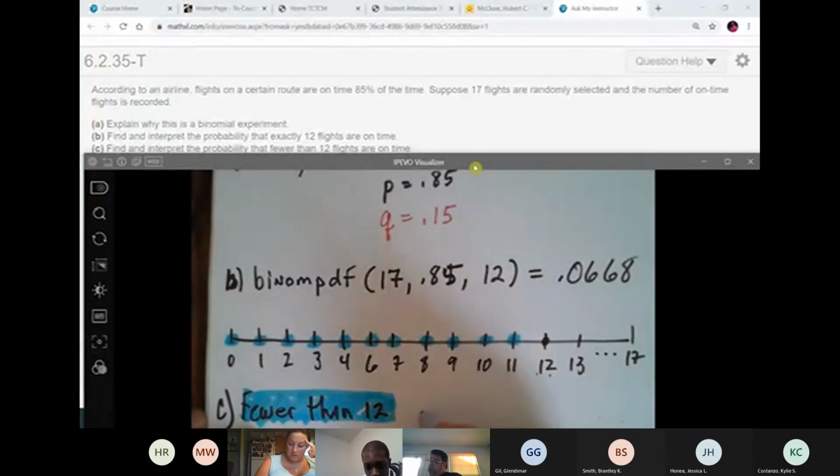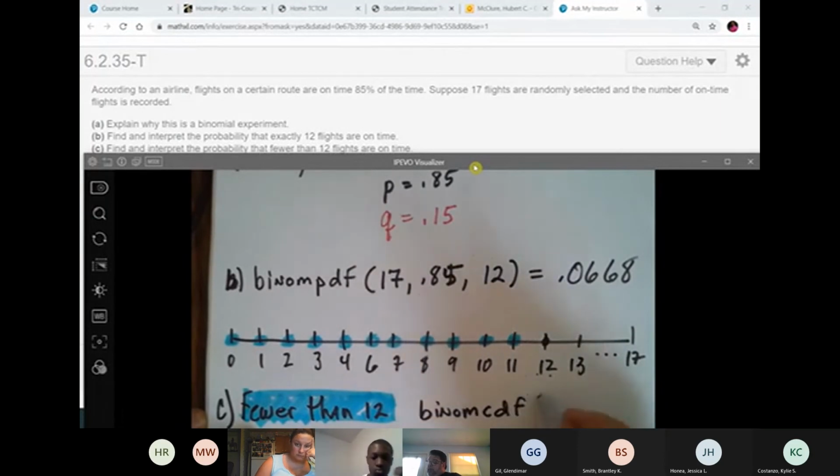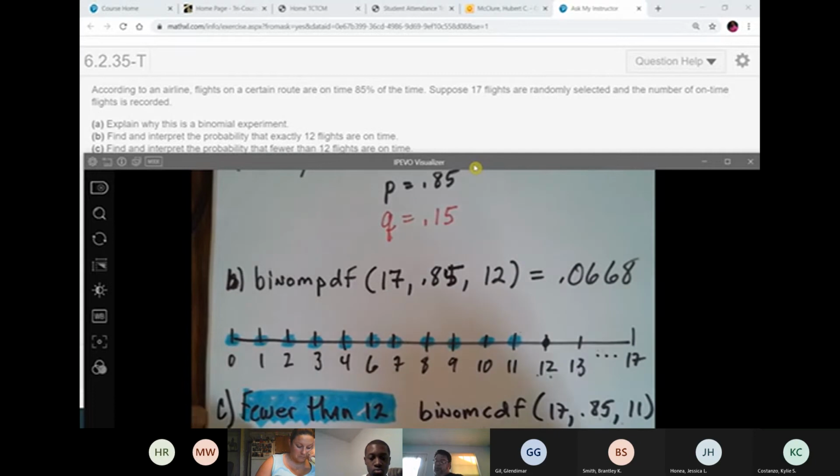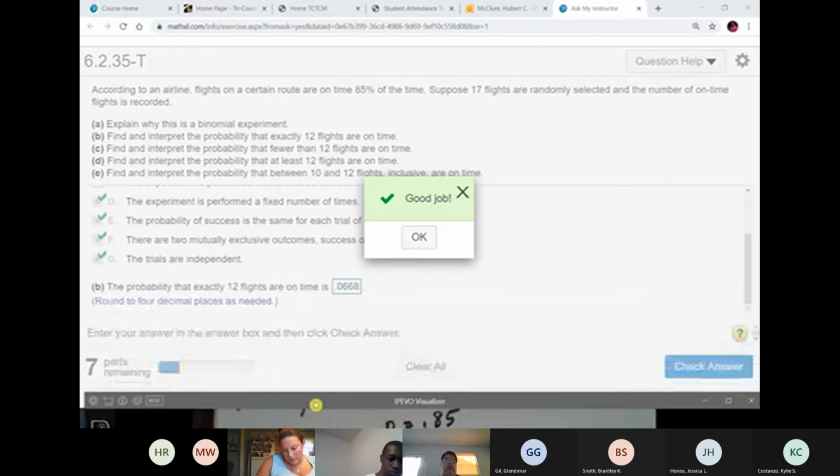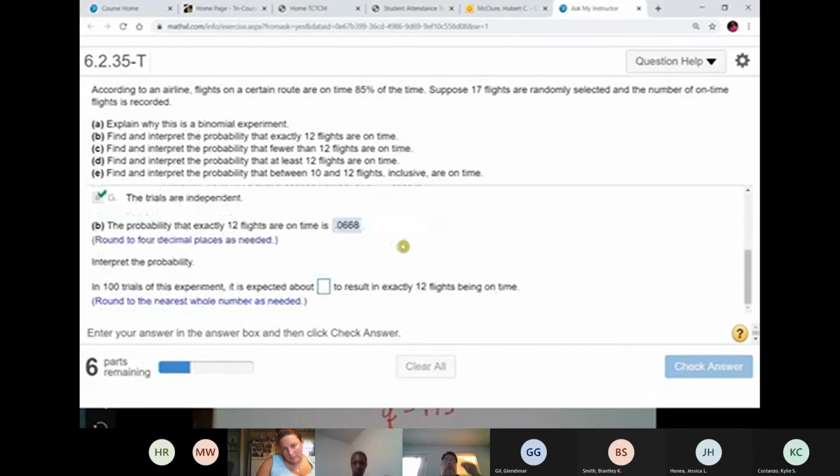So 11. So binomial CDF, 17, .85, and 11. And somebody give me 4 digits, please. 0.0319. Okay, so I'm going to type that in.